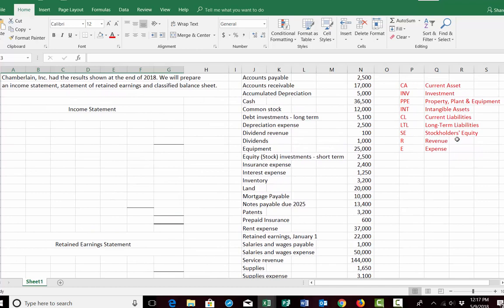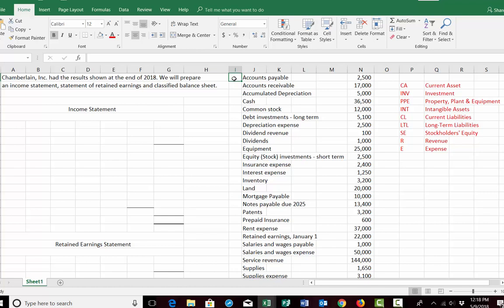In red, I've listed the various classifications that we're going to have both on our income statement and on our balance sheet. And so the first thing that we want to do is classify all of our accounts, which is going to make it much easier for us later when we have to prepare our financial statements. So these accounts are in alphabetical order. Let's go down and decide which classification they're in.